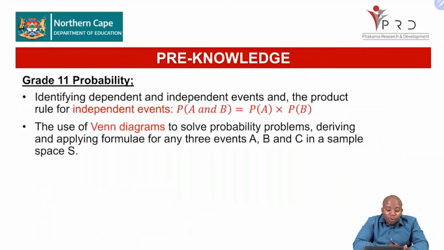And we are going to work with the use of Venn diagrams to solve the probability. So we need the knowledge of Venn diagrams to solve probability problems, and we are going to derive and apply the formula for any three events, A, B, and C in a sample space S.